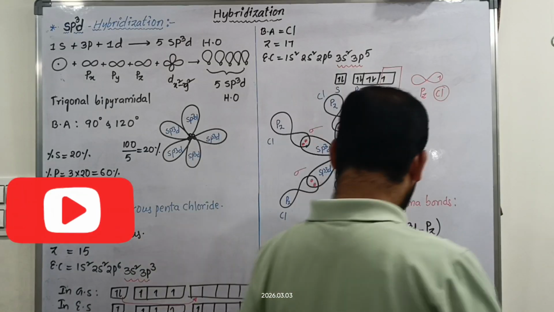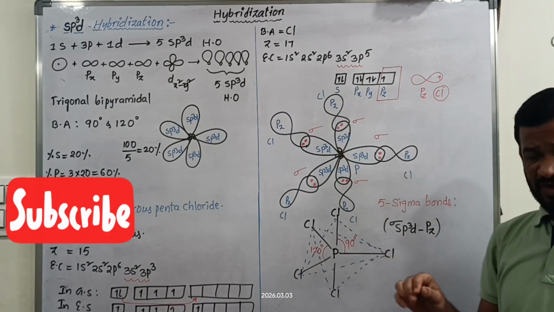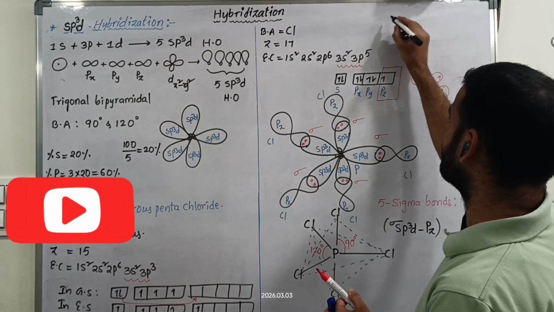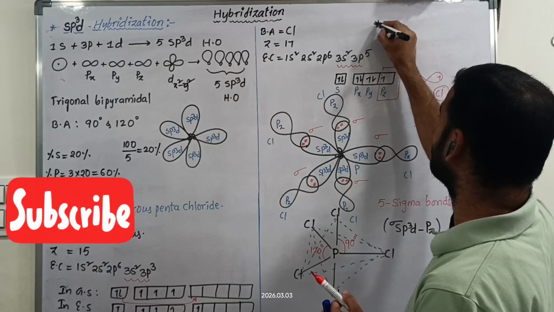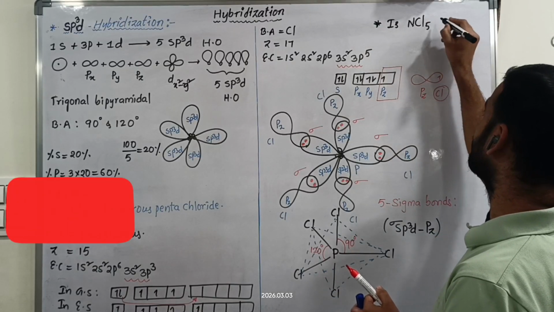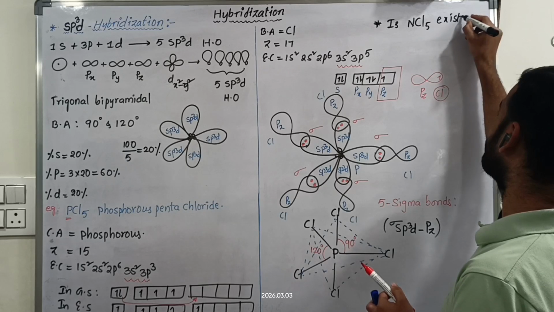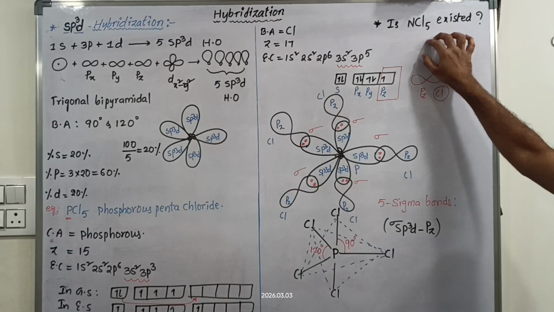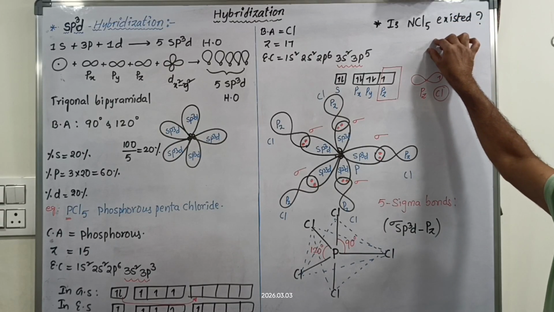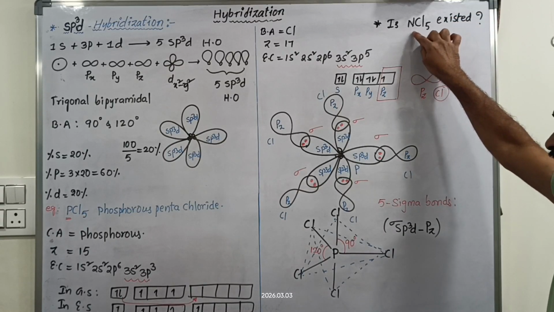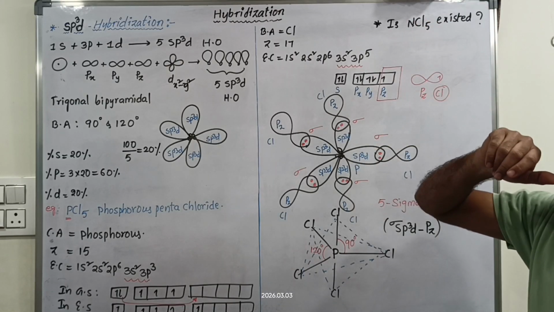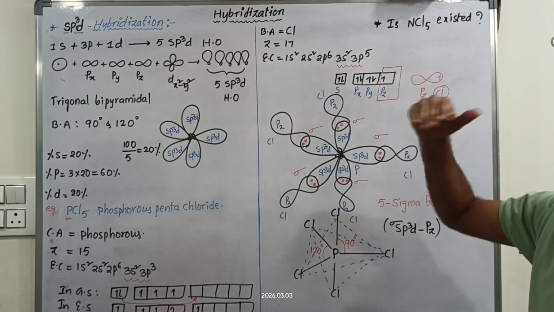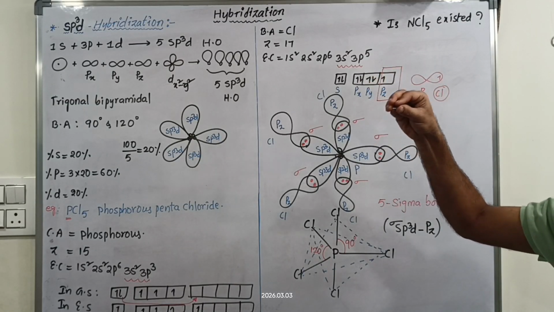Here PCl5 exists, but what about NCl5? Here I want to give you one question: does NCl5 exist? If you know the answer, please mention it in the comment section. Actually both nitrogen and phosphorus are in the same group, but PCl5 exists. So does NCl5 exist or not? If it exists, why? If it does not exist, why? Try to mention the reason also in the comment section.